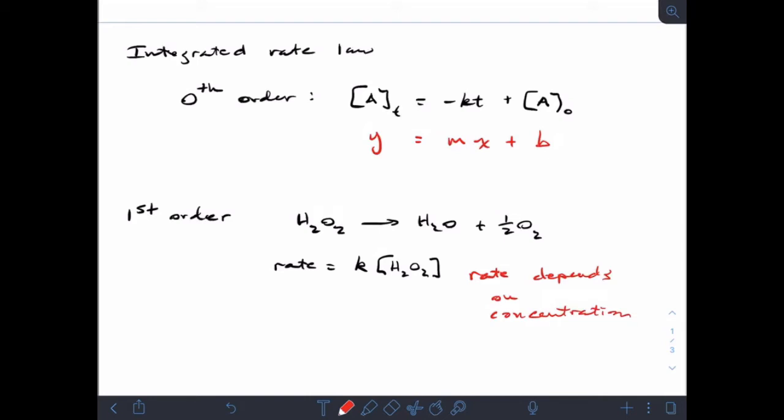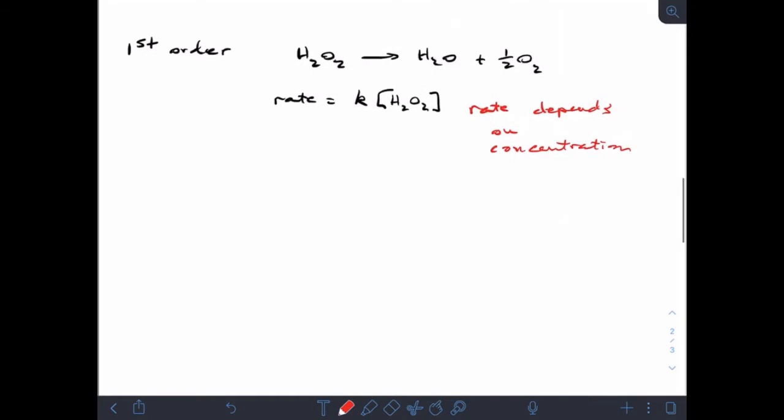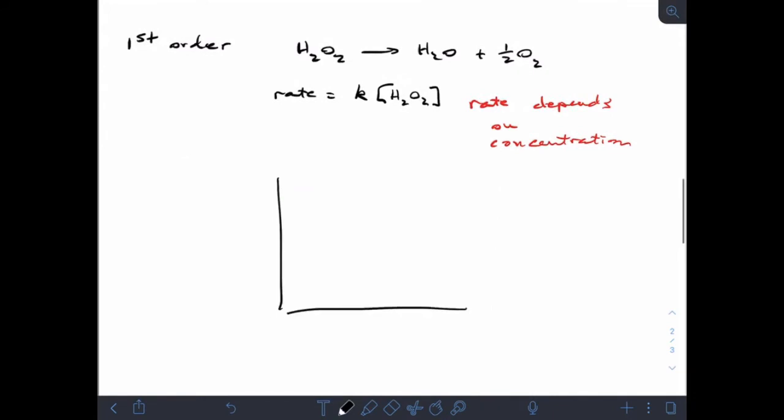Okay? With our 0th order, our reactant was to the 0 power, which equals 1. With first order, we're to the first power. So if I increase or decrease my concentration of peroxide in this reaction, it will affect my rate. Okay? And remember what we saw in the previous video when we were talking about rates.